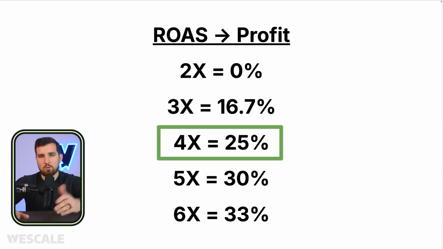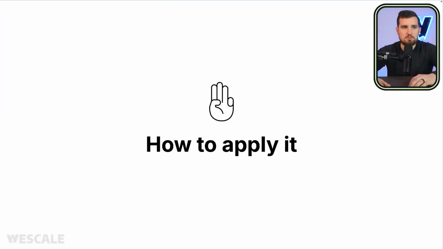So where's the ideal range that we want to be at? It's about a 4, but between a 3 to a 4x. And so this is the point that we're trying to optimize to. And then once we hit that, we start just increasing our ad spend to keep our ROAS around that level.